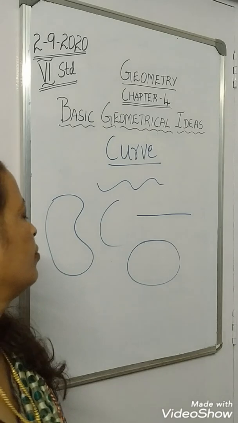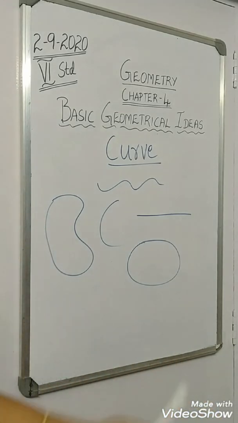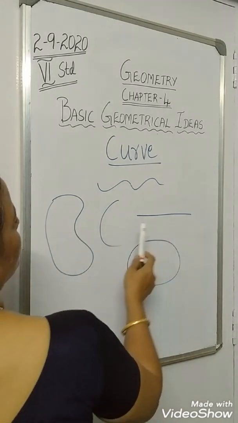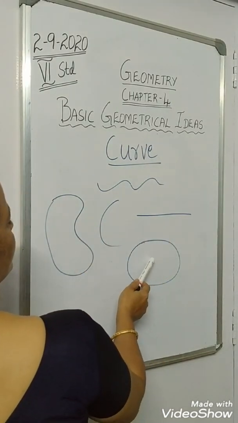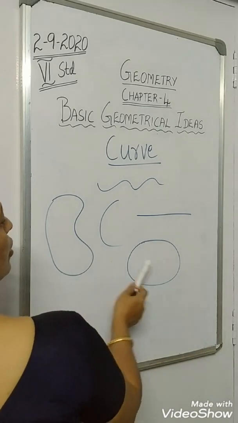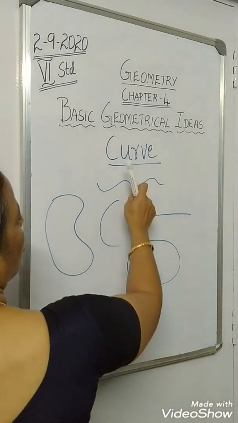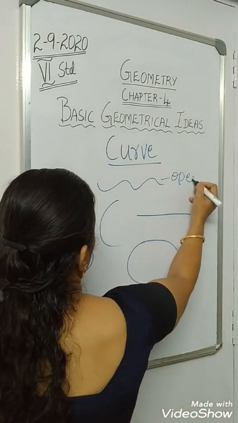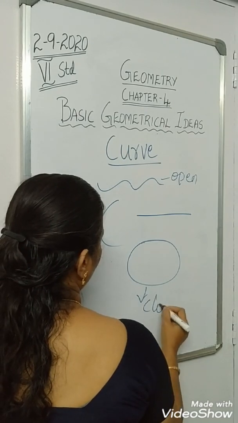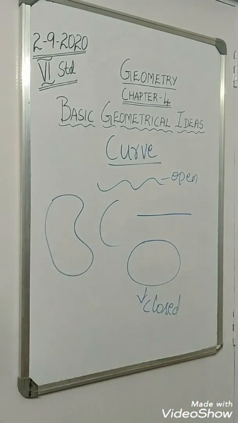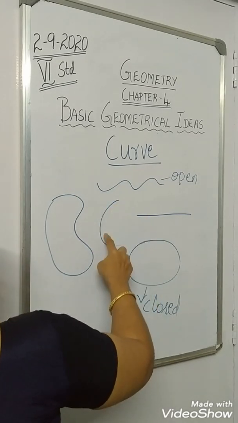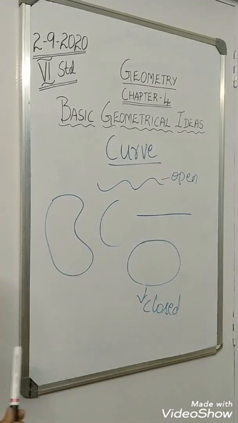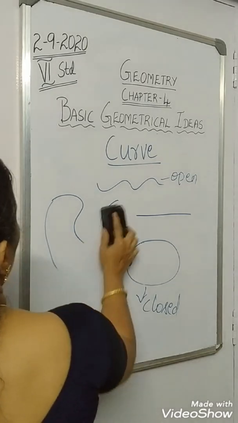These are all called curves. Now, if you see this, you can make out that this one and this one are closed curves. All these are open curves. So, this is an open curve. This is a closed curve. These are open curves and these two are closed curves.